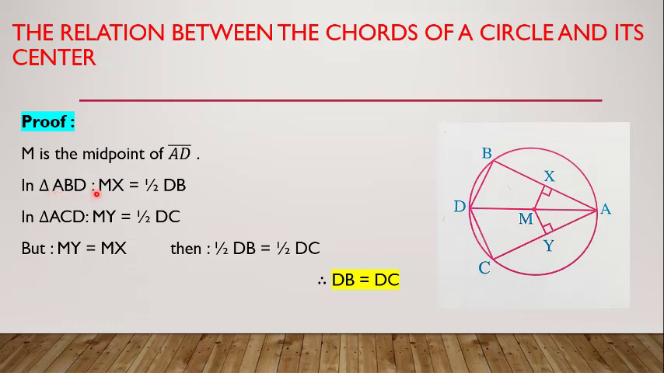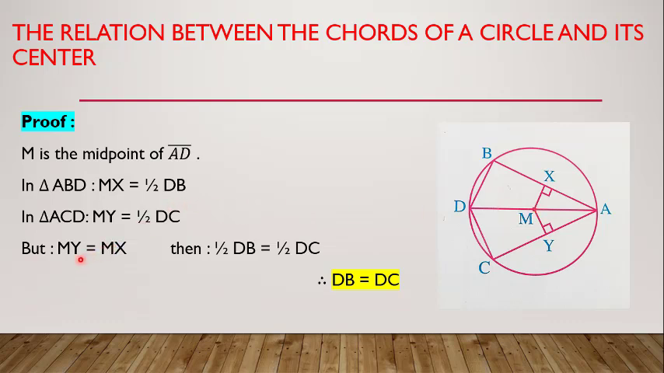In triangle ABD, we have MX equals half BD because X is the midpoint of AB and M is the midpoint of AD. Also in triangle ACD, MY equals half DC. Why? Because Y is the midpoint of AC and M is the midpoint of AD.